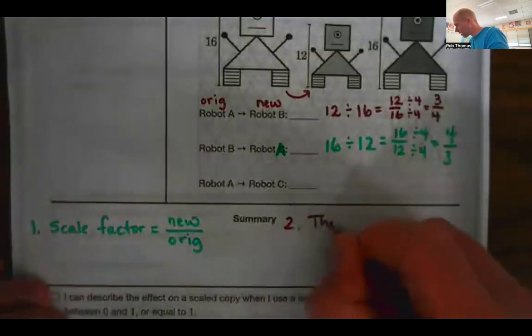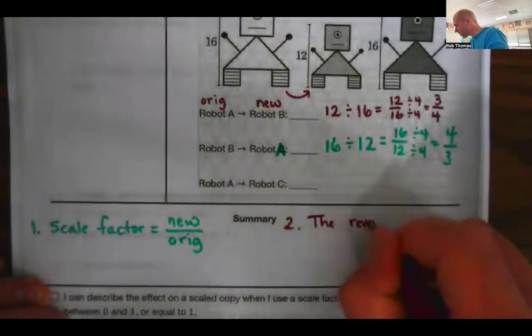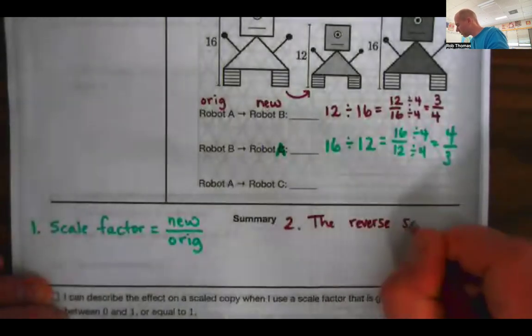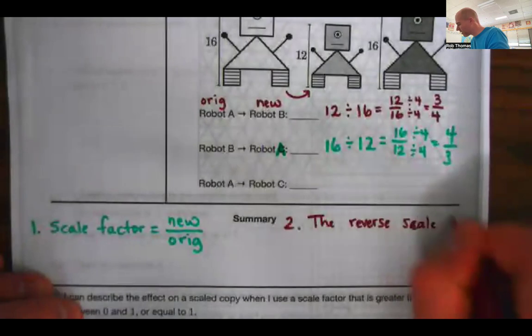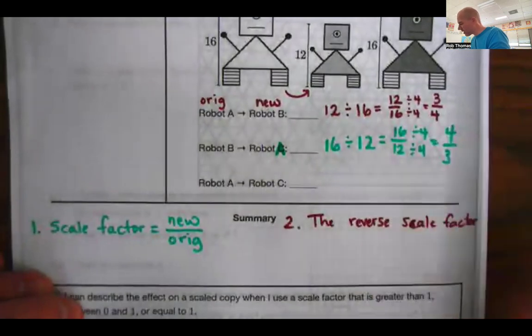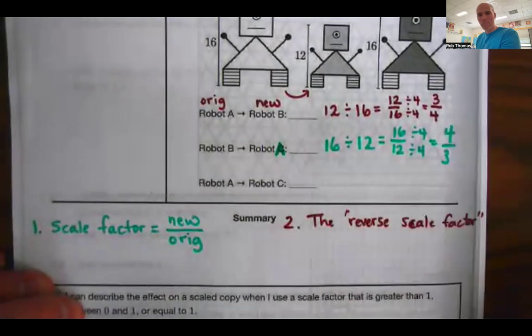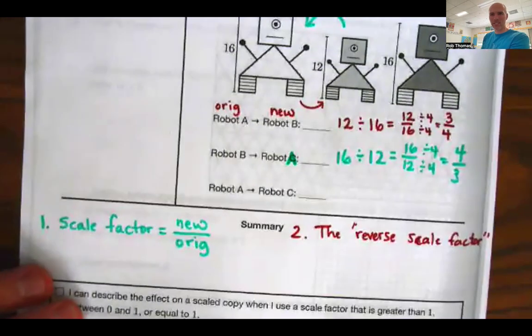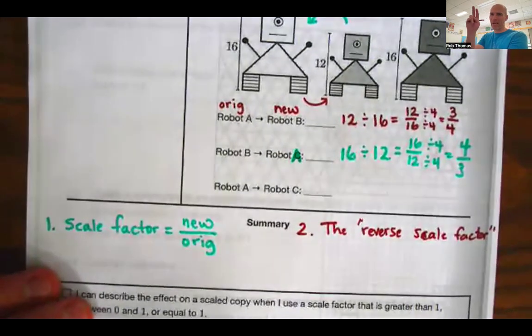The reverse scale factor. Now, this is not a real thing. Sometimes Mr. Thomas will make up things that aren't real math terms to just kind of describe what we're talking about. Reverse scale factor is not a real thing.